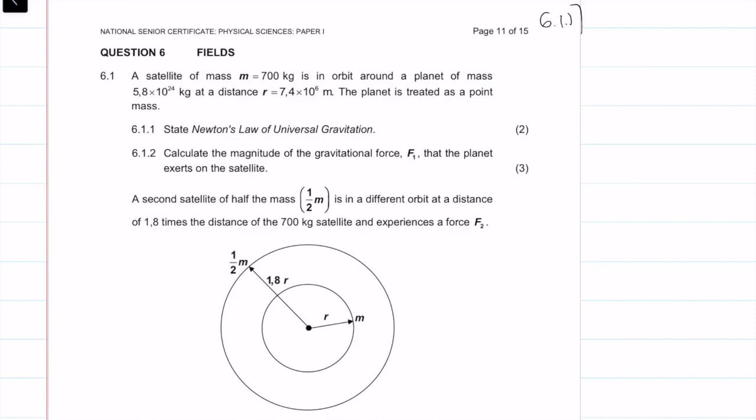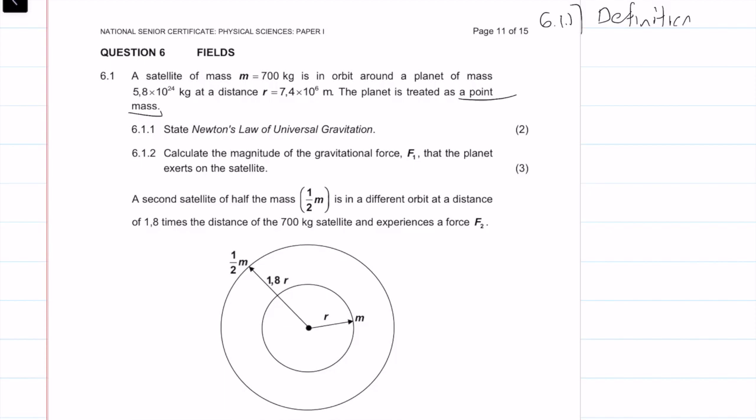So a satellite of mass 700 kilograms is in orbit around a planet of mass 5.8 times 10 to the 24 kilograms, at a distance of 7.4 times 10 to the 6 meters. The planet is treated as a point mass. Okay, so the first question is a definition, which asks us to state Newton's law of universal gravitation.